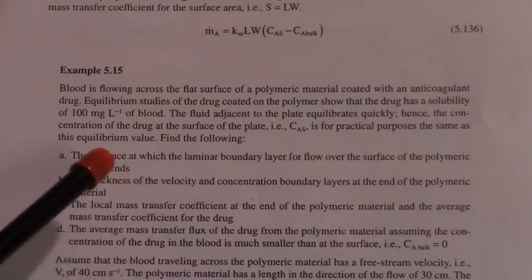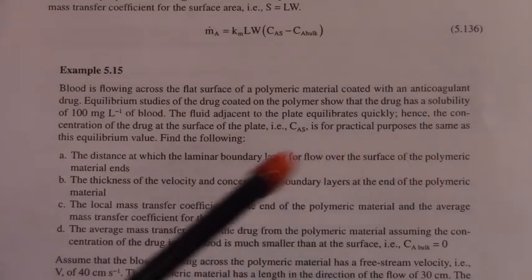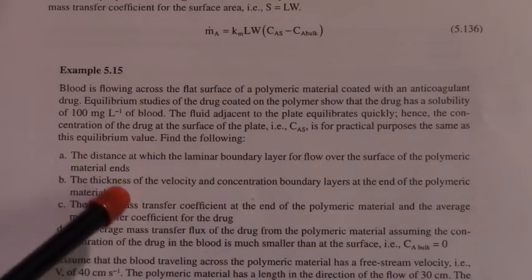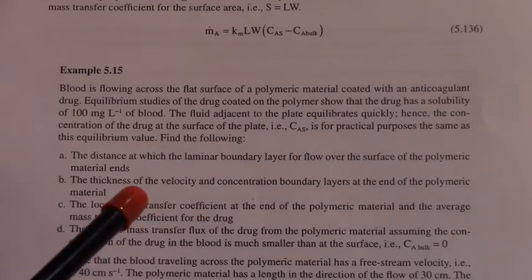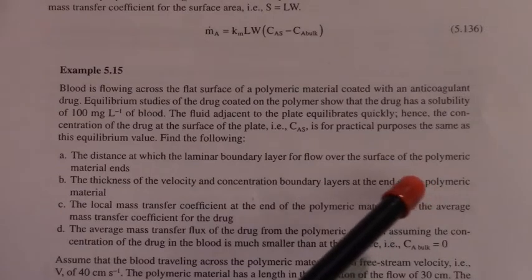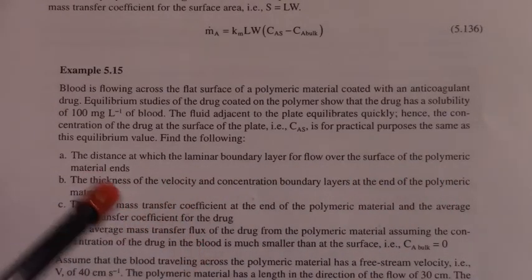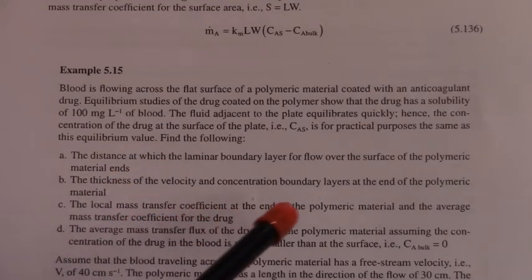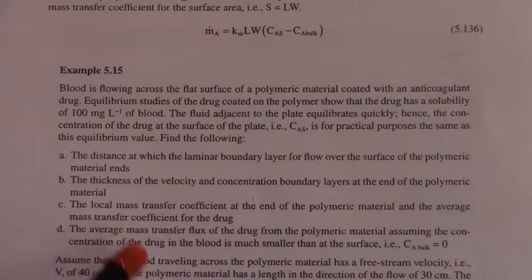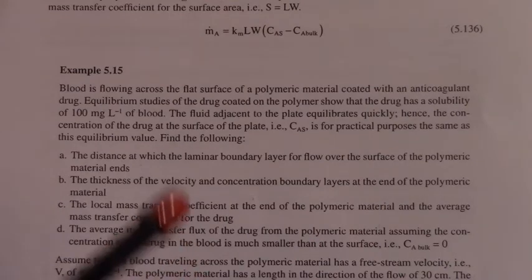What we want to find is the distance at which the laminar boundary layer flow over the surface of the plate ends. Where does it end? When do you transition to turbulent flow? We want to know the thickness of the velocity and concentration boundary layers at the end of the polymeric material, where that transition happens. We want to calculate the local mass transfer coefficient, and the average mass transfer coefficient, and we'll assume that the concentration of the solute in the bulk is equal to 0.